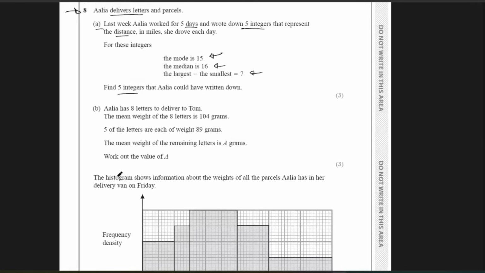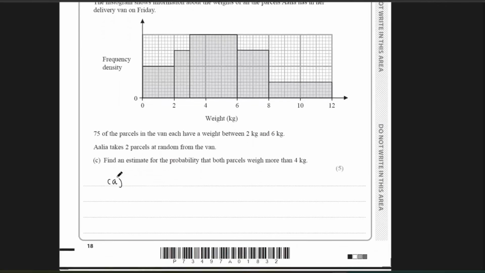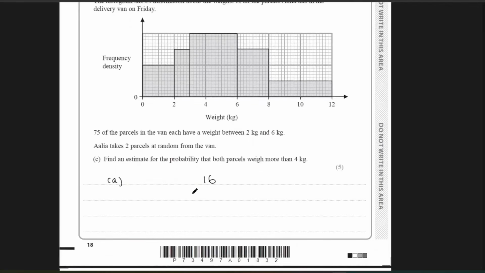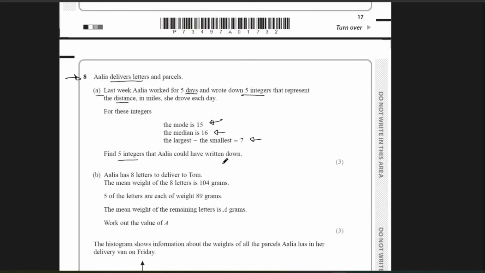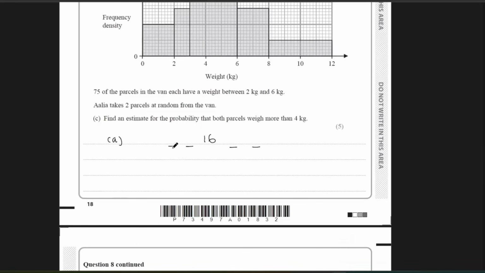So the mode is 15, the median is 16, and we need 5 integers. So let's place 16 at the middle. So we have 2 spaces to the left, 2 spaces to the right of 16. Since 15 is smaller than 16, and 15 is the mode, 2 of the integers need to be 15. So the first 2 integers should be 15. So we have the mode 15, we have the median, the middle number 16.